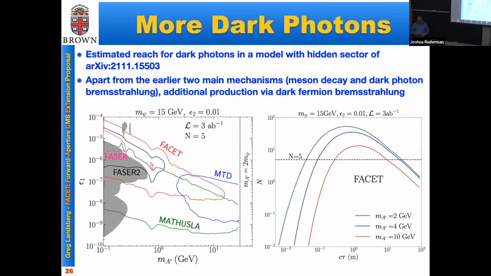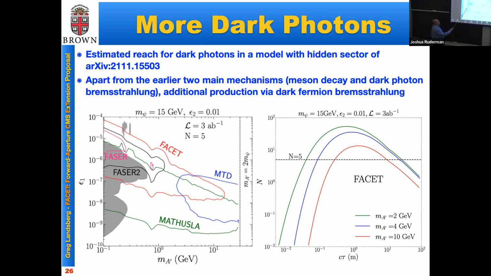More dark photons. So this is a specific model which you could look up in this particular paper. This is a hidden sector which has a couple of gauge bosons and dark fermions. So here there's additional production of dark photons from the dark fermion Bremsstrahlung. I wonder how viable this model is, but it's just to show you that you could actually reach higher masses.